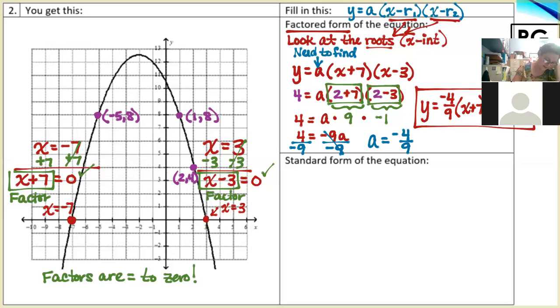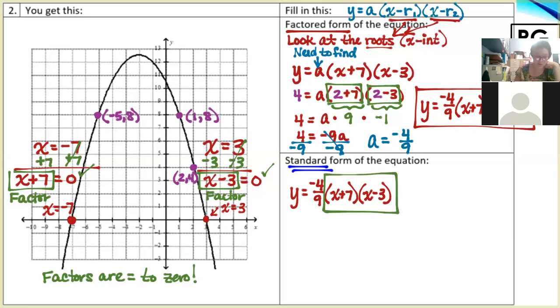To take it and put it into standard form now, I'm going to take this factored form, and I'm going to use order of operations on it. First thing I'm going to pay attention to is my parentheses, and I have to use double distribution here. So I'm going to take the x and distribute it to both pieces first. That would give me x squared minus 3x. And then I have to distribute the 7 to both pieces. So plus 7x minus 21.